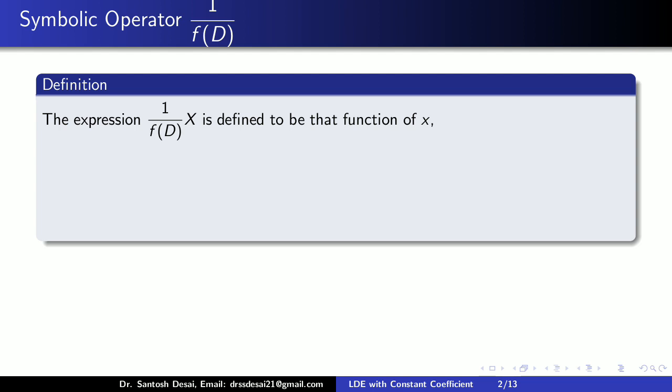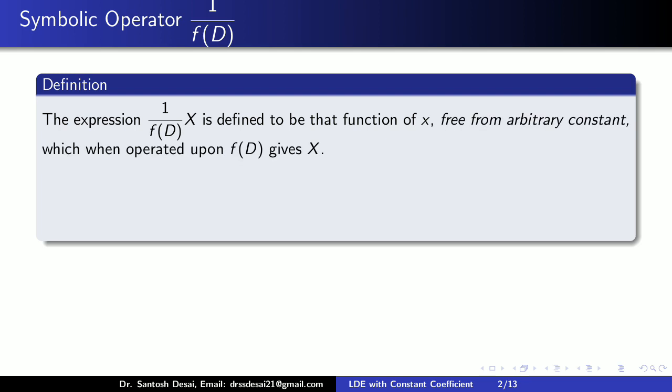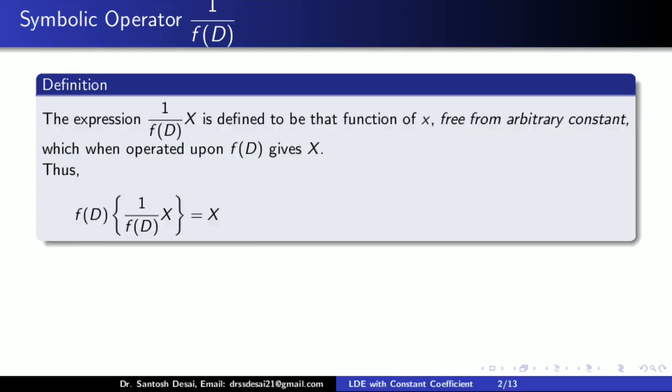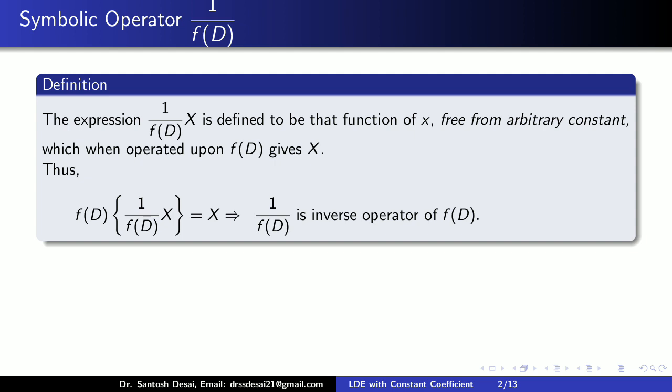Now the expression 1 upon f of D into X, we consider it as some function of x which is free from arbitrary constant, and when operated upon by f of D gives X. So that is f of D into 1 upon f of D into X is equal to X. From this one can conclude that 1 upon f of D is the inverse operator of f of D.